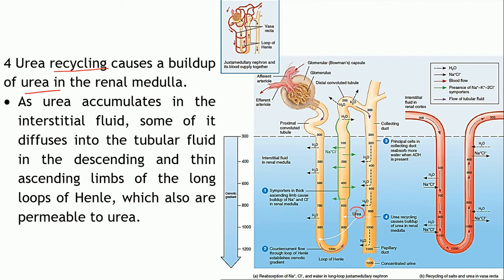Now from here, where is this urea going? It is entering back into the tubules, right? As you can see, the later, deeper areas of the descending limb of the loop of Henle are permeable to urea. Even the thin ascending limb of the loop of Henle is also permeable to urea. So what is happening to the urea in the interstitial fluid? Yes, it is entering back into the tubules, the urea which was reabsorbed in the later parts of the collecting ducts.